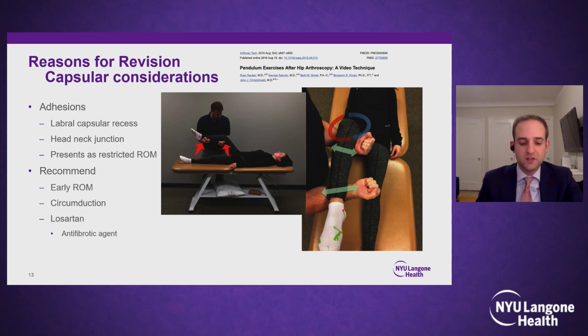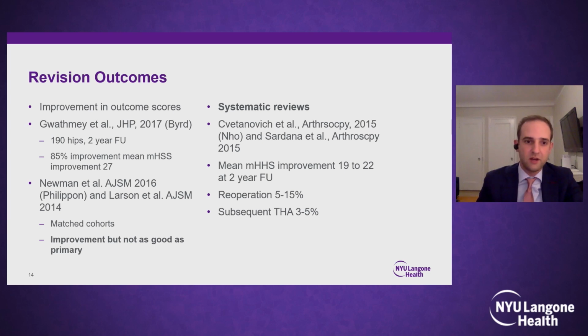Adhesions can also be a cause of failed hip arthroscopy. These adhesions can occur at the labral capsular recess and at the head-neck junction, and typically present as restricted range of motion. I typically recommend early range of motion. I give my patients information on circumduction, which has been shown to reduce adhesions, and there is some basic science research on losartan as an anti-fibrotic, as a way of decreasing adhesions, essentially.